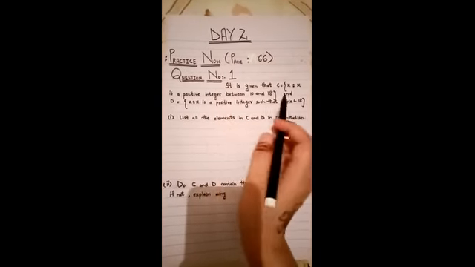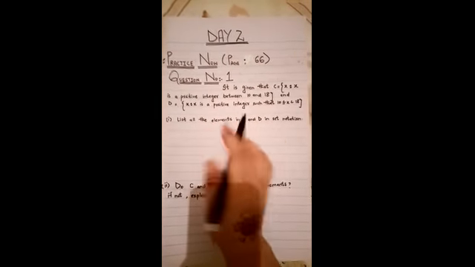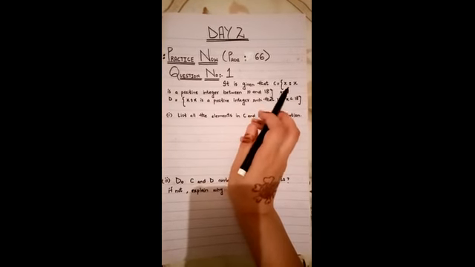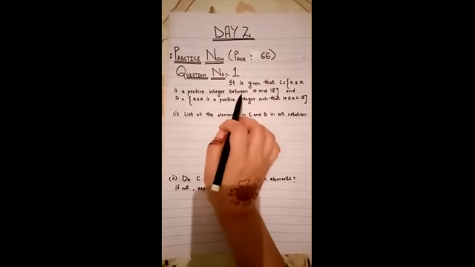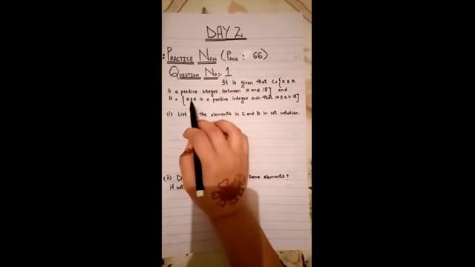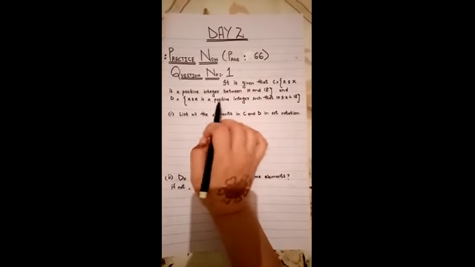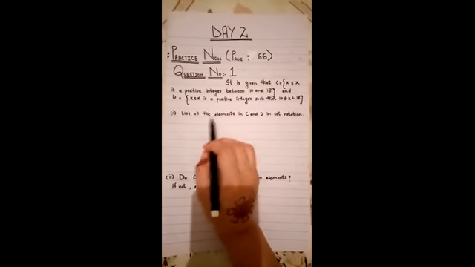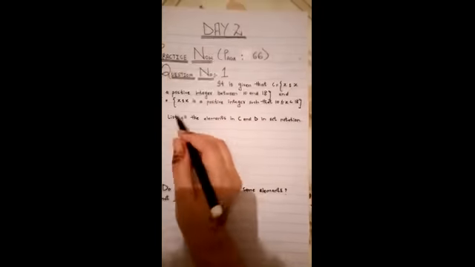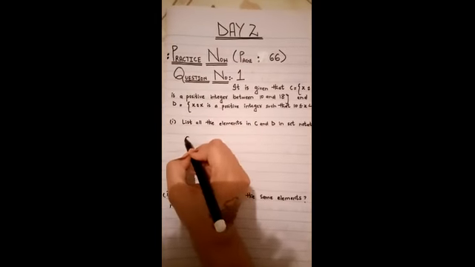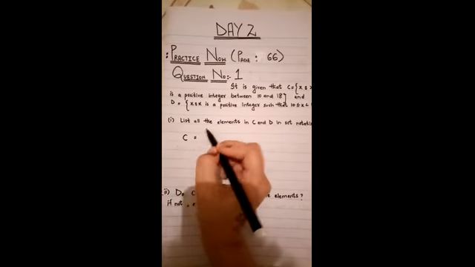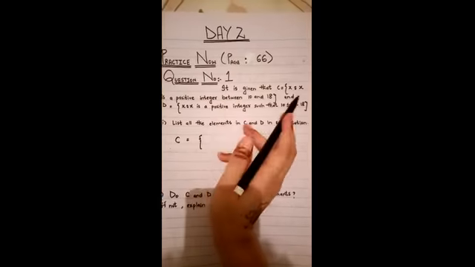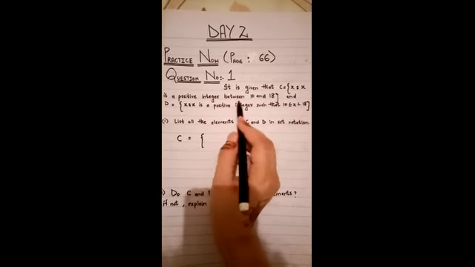We have the following questions. I am going to solve them for you. The first one is: it is given that set C is equal to {x : x is a positive integer between 10 and 18} and D is equal to {x : x is a positive integer such that this}. First list all the elements in C and D in set notation. Now I am going to write down these elements in set notation. C is {x : x is a positive integer between 10 and 18}.